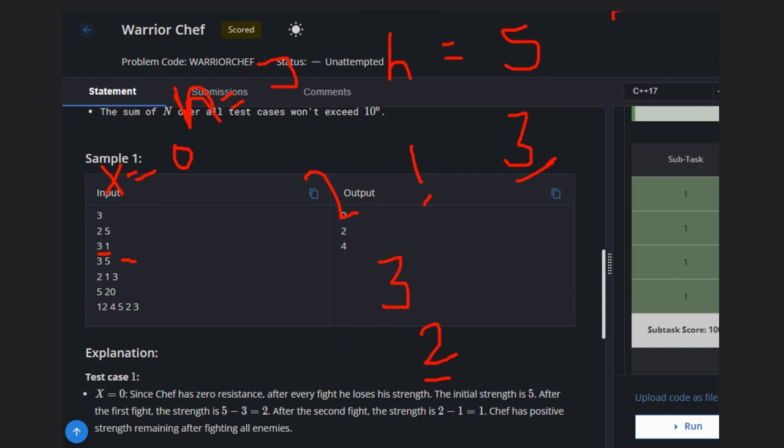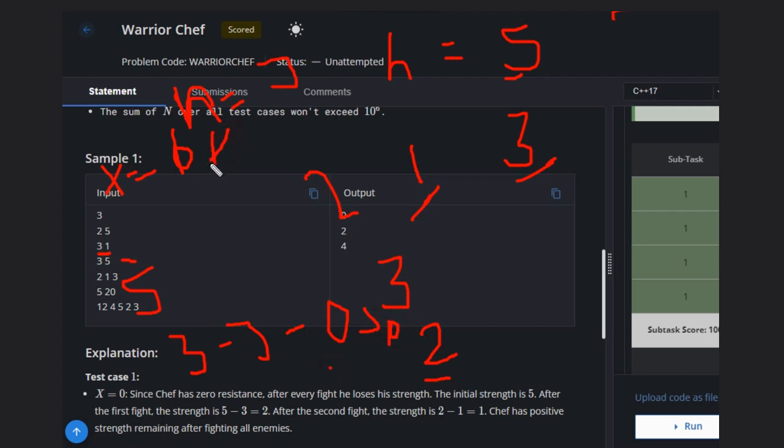So let's suppose we increase X to 1. Now X is 1, so we can defeat this one without losing any strength. So strength will be 5 only. We can now defeat 2 also, so it will be 3. We can also try to defeat 3, but we can't, because 3 minus 3 is 0, and our goal is to be greater than 0, not equal to 0. So that's why it is also not possible.